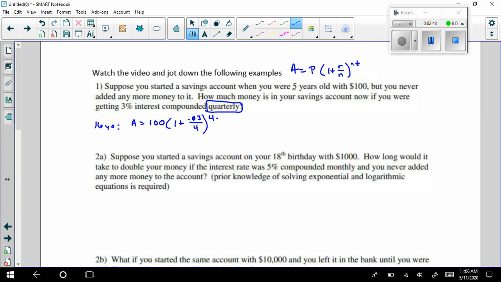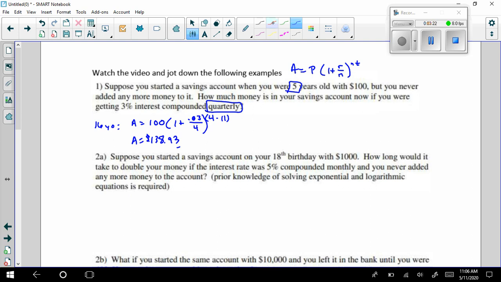You were 5 years old when you started it. For a 16-year-old, that would be 11 years. You can just type that into your calculator carefully, making sure you're using parentheses. I usually use parentheses there too, or go ahead and multiply those. And so the amount that a 16-year-old would have is $138.93. Since we're talking about money, make sure you round correctly to the nearest hundredth.